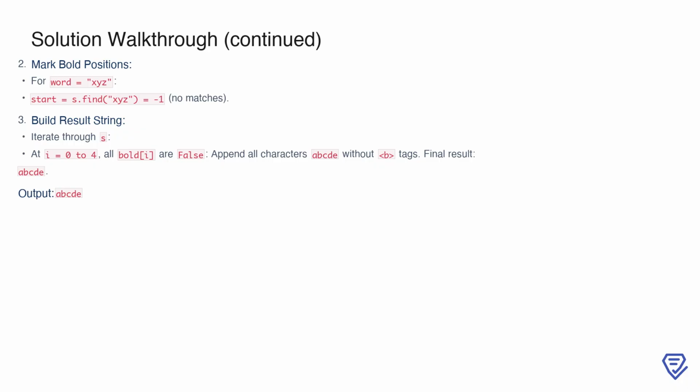When we build the result string, we iterate through s and observe that all values in the bold array are false. As a result, we append all characters of s without adding any tags. The final result is simply ABCDE, which reflects the absence of any bolded sections in the string.